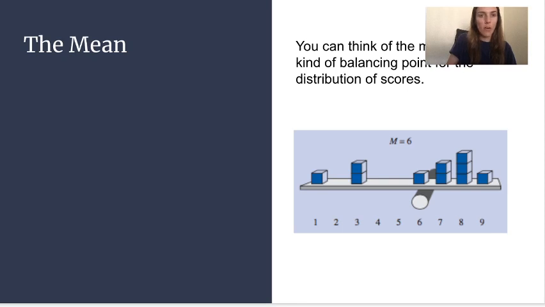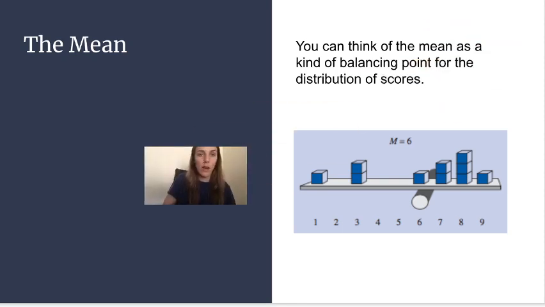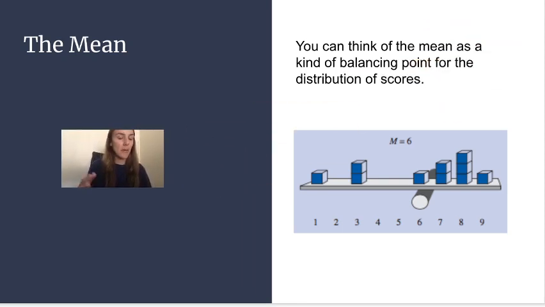So what's the point of getting a value like this? Why do we bother with calculating a mean? Well, a mean is somewhat of a balancing point. Remember, it's meant to be a measure of central tendency or center for the distribution of scores. So it's supposed to speak for the data in a certain way.